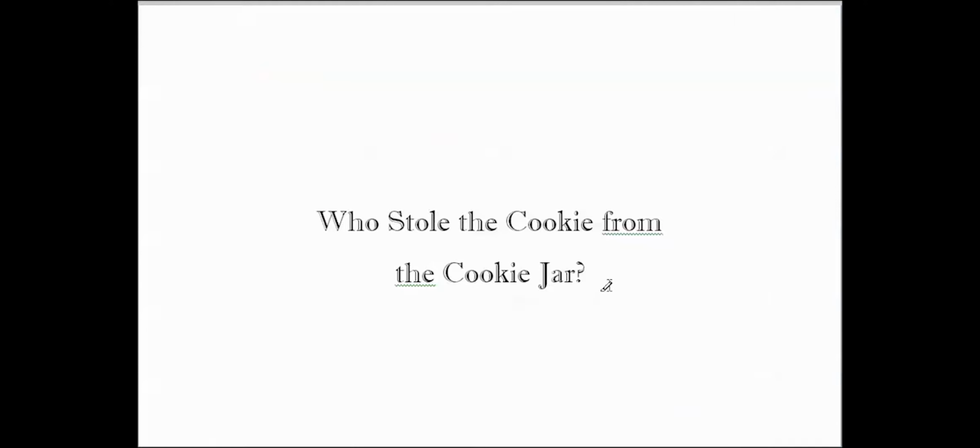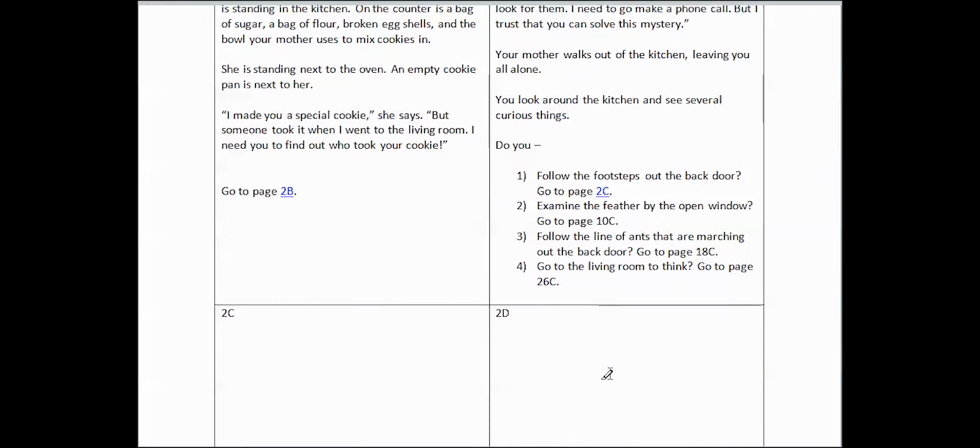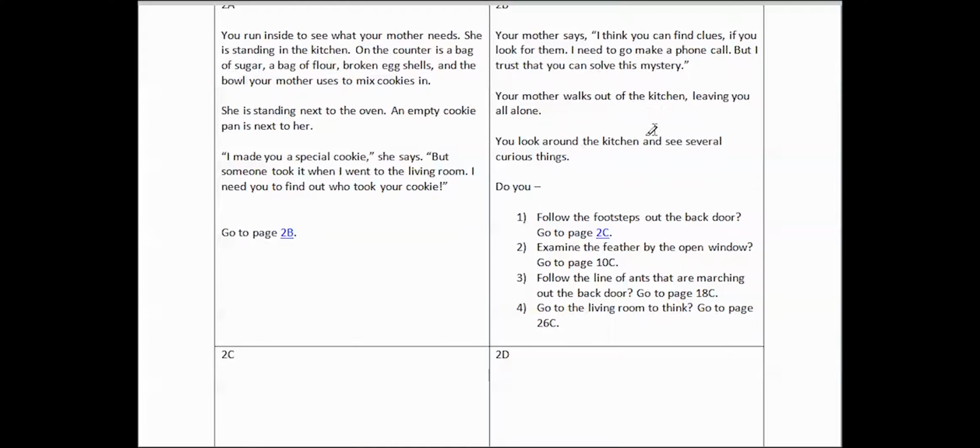But the one I'm working on now is called Who Stole the Cookie from the Cookie Jar? This is like a mystery story, and the ending will completely change, and who the thief is, based on which path the reader takes at the beginning of the story. So if you look here, they can follow the footsteps out the back door, which I think leads to your friend, or examine the feather by the open window. I think they have a choice of which birds they can choose to turn into. They can follow the line of ants, and hopefully they can turn into an ant and learn about ants. And so I think this would be really cool because they can also learn stuff as well while doing this.